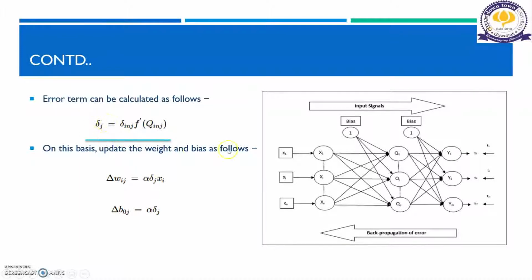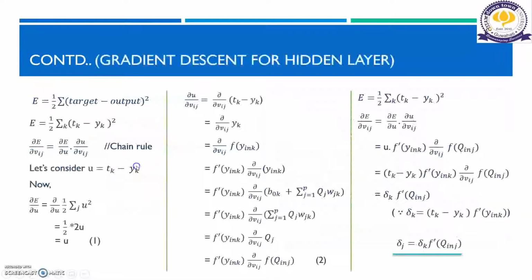So based on this delta j, that is the error correcting term in case of hidden layer, the weights and biases are updated using this equation. So weights is the learning rate into the error correcting term into input, and bias is the learning rate into the error correcting term. These are the gradient descent of weight and your bias. So now let's see how we get this equation of error correcting term at the hidden layer.